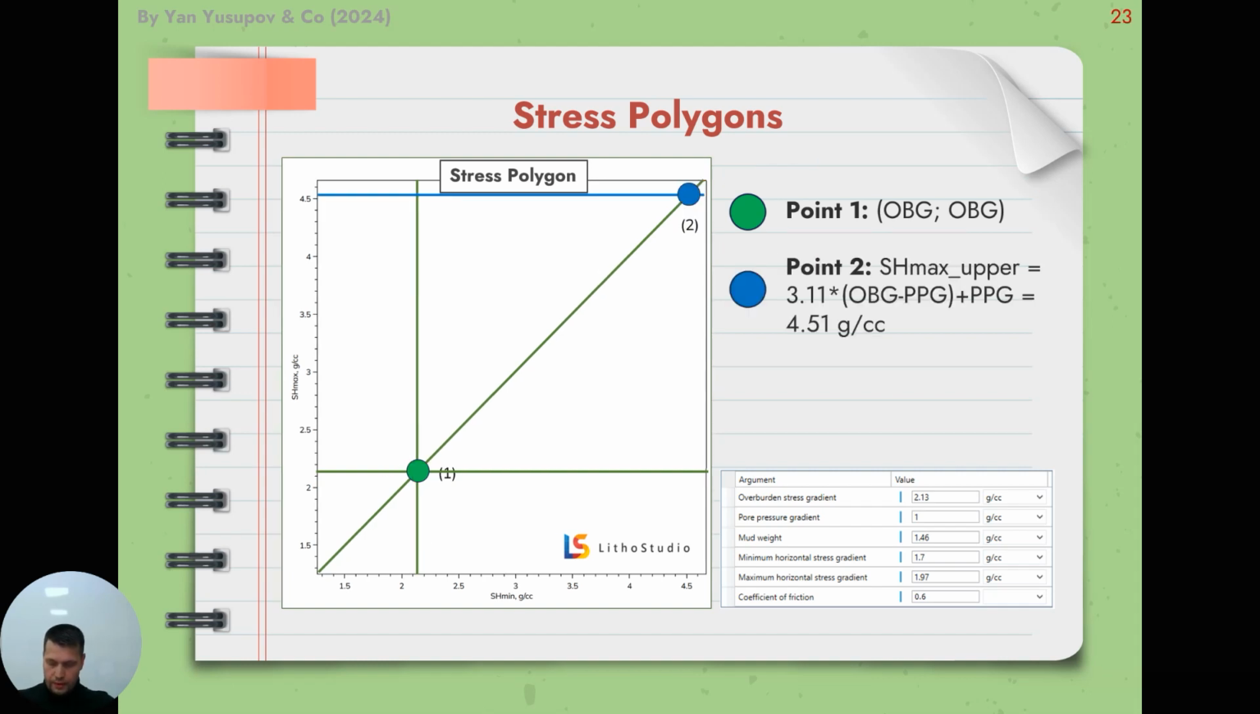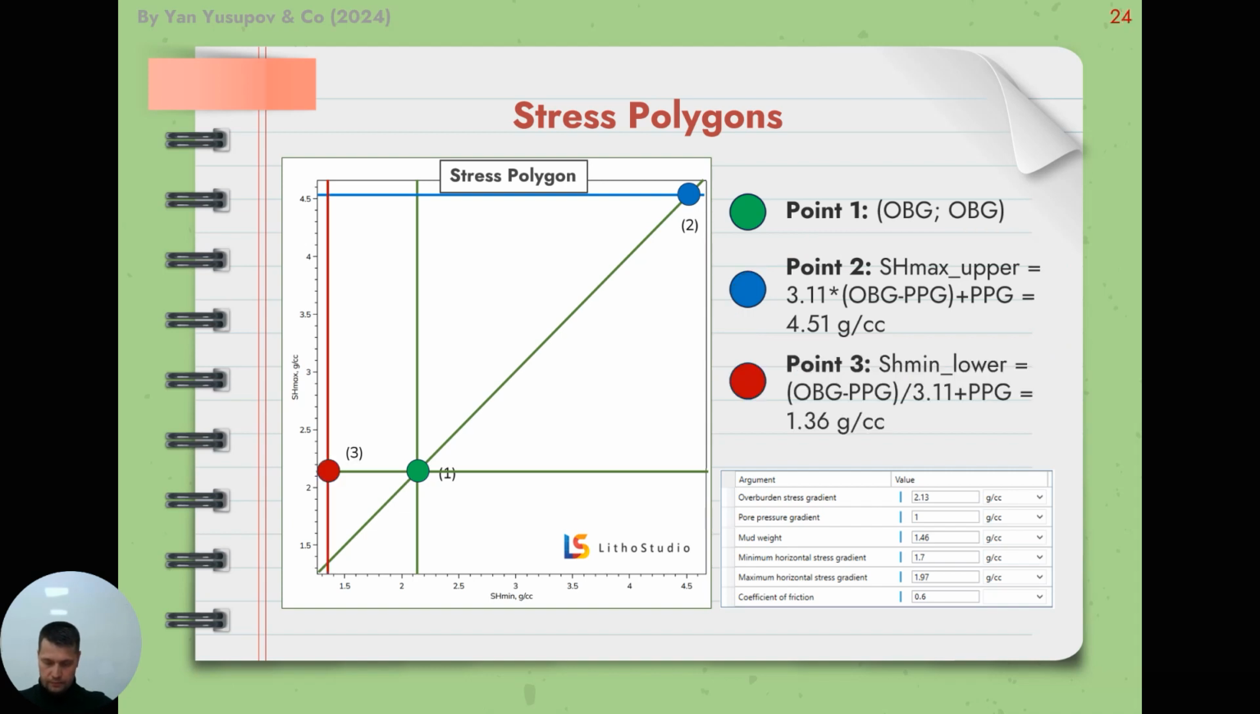Point number 2 is the upper limit of SHmax. We can calculate it from the frictional limit equation for the normal regime. I spoke about it before. And finally, point number 3 is the lower limit of SHmin. We can find it from the frictional limit equation for the normal regime.